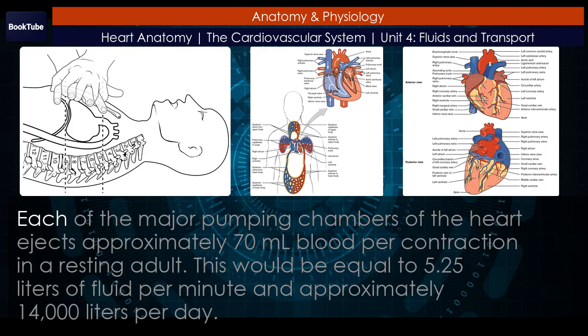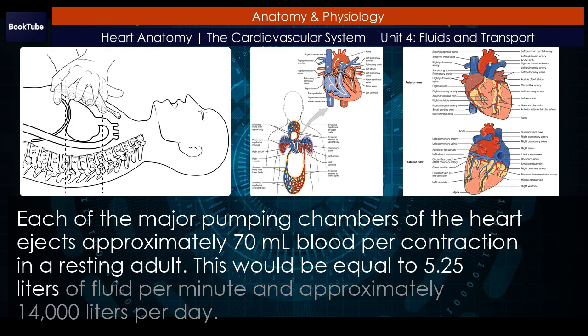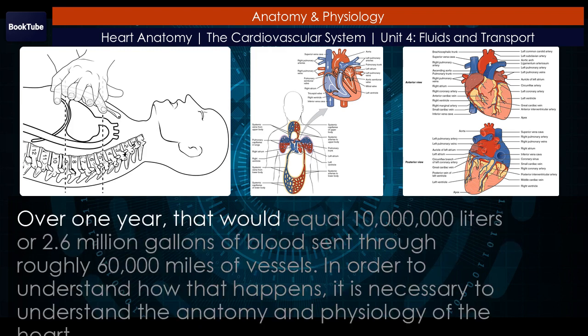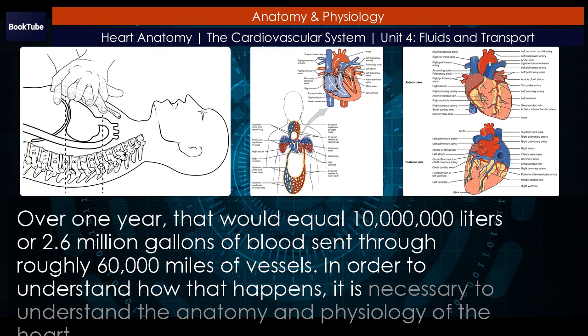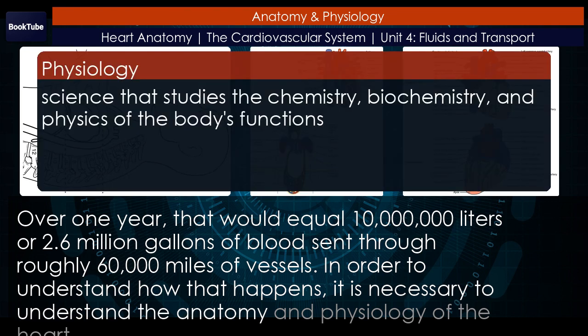Each of the major pumping chambers of the heart ejects approximately 70 milliliters of blood per contraction in a resting adult. This would be equal to 5.25 liters of fluid per minute and approximately 14,000 liters per day. Over 1 year, that would equal 10 million liters or 2.6 million gallons of blood sent through roughly 60,000 miles of vessels. In order to understand how that happens, it is necessary to understand the anatomy and physiology of the heart.